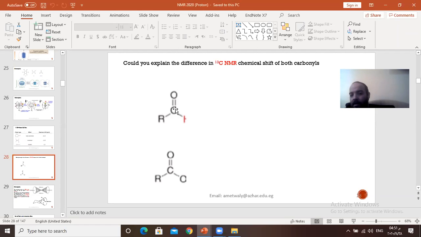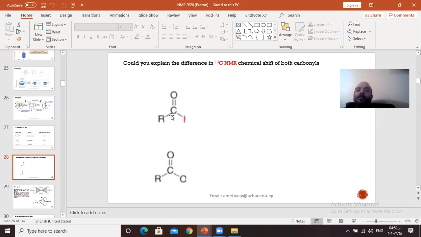If you look at this carbon, it's a ketone carbon. It appears at 200, 205. But if you look at this carbon, this one is attached to one carbon and this one is attached to two carbons. This is an ester carbonyl, and despite that, it appears at 170 or 175. It's weird. In the first case, we have a carbon attached to only one oxygen, and it appears at 205. And when it's attached to two oxygens, it appears at 170, 175.